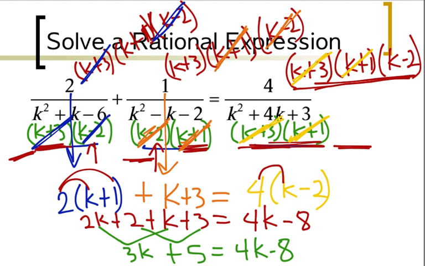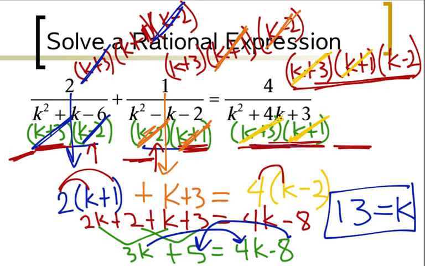And now I have to bring my 4k or my 3k over to the other side, whichever way. Bring my 3k over here, and that'll give me 1k on the right hand side. And if I bring my 8 over here to be with the 5, if I add the 8 and the 5, it should give me 13 as my solution. So now I just have to check to make sure that that actually is a valid solution.